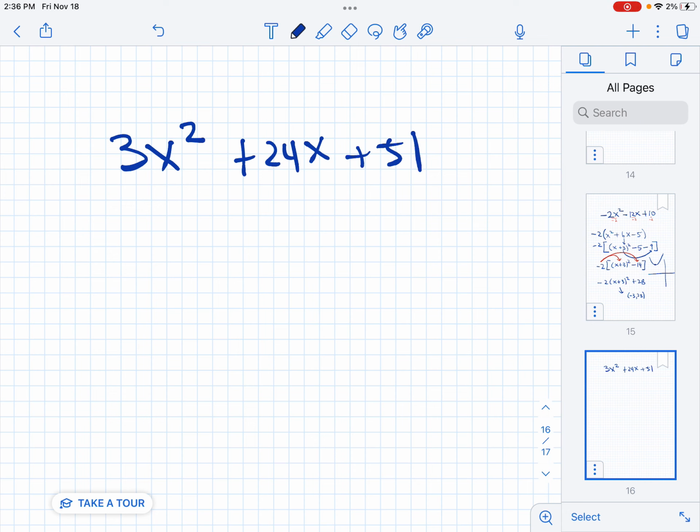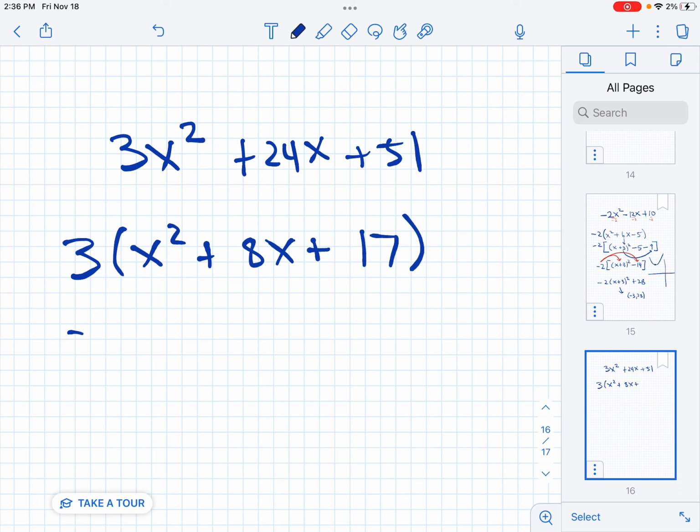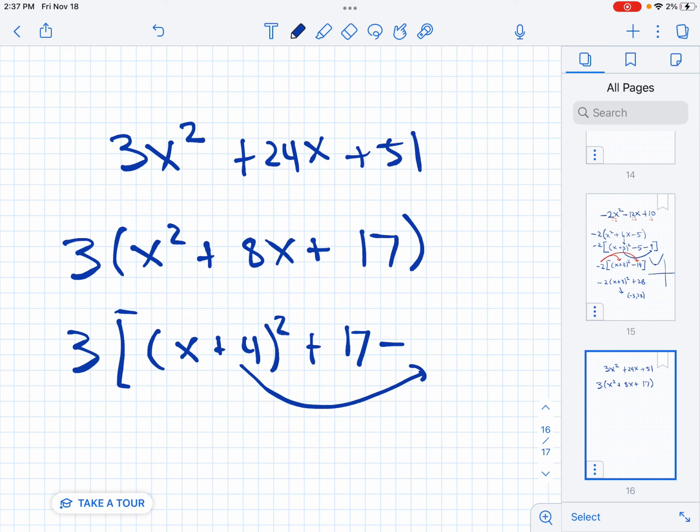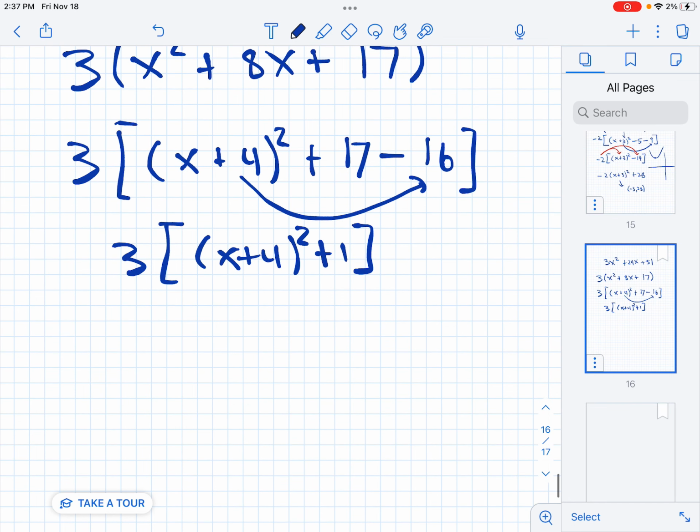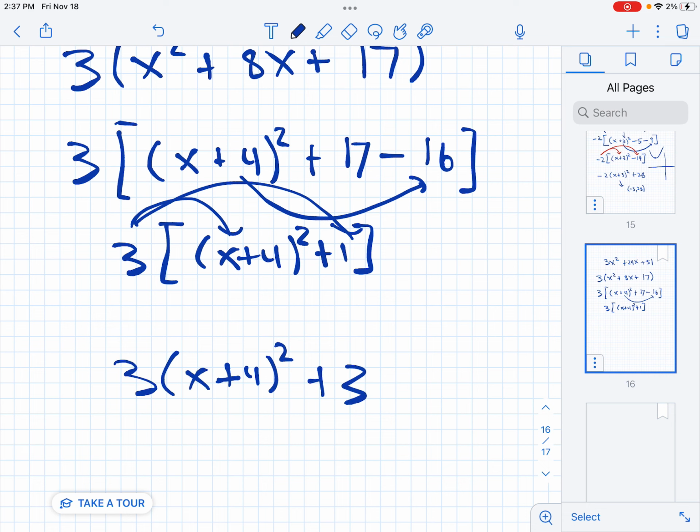Okay, so yeah, let's do this really fast. Taking out a 3 from all of those terms. Half of 8 is 4. Bring down the 17 minus that number squared. 3 times x plus 4 squared plus 1. Last thing, we're going to hit both of those. 3 times x plus 4 squared plus 3. And that's it. That's how you solve it.